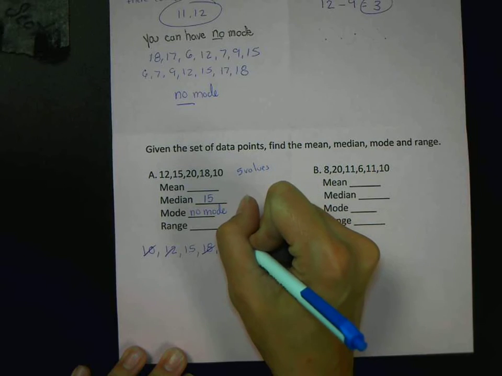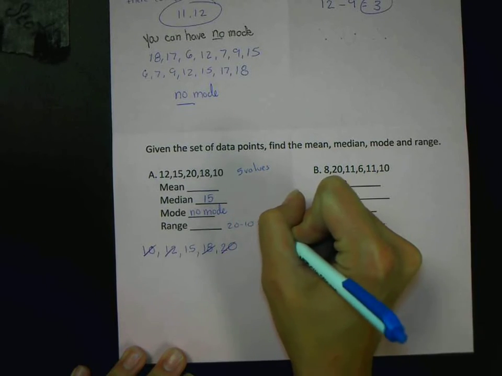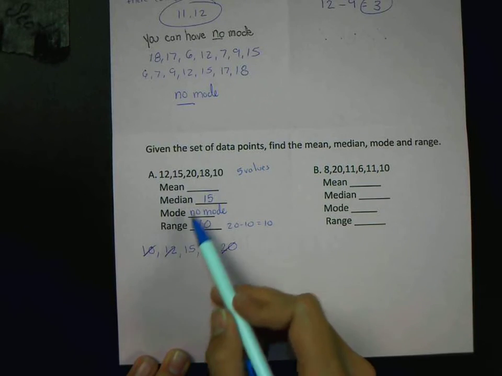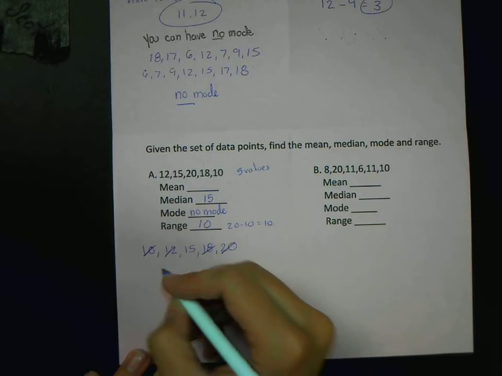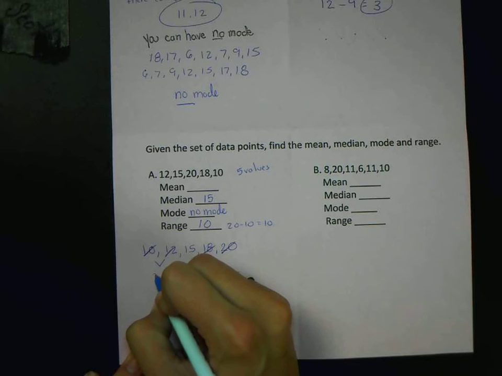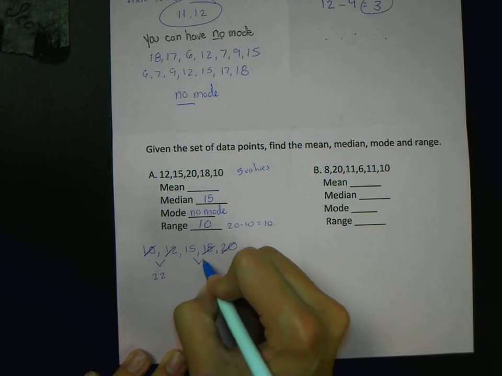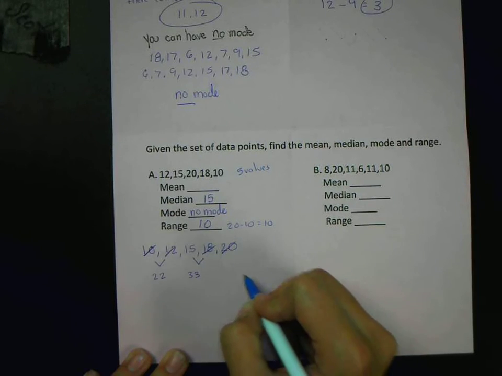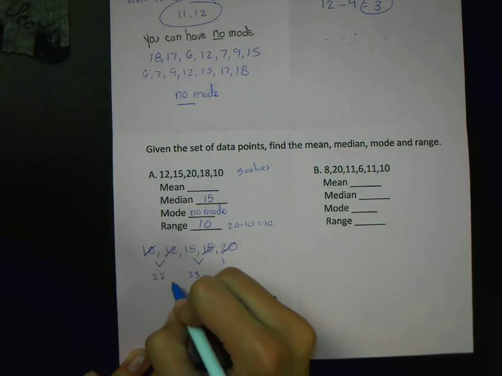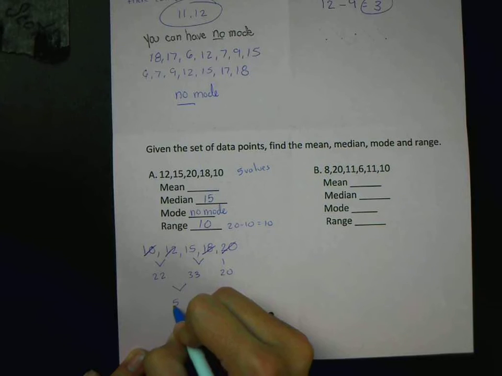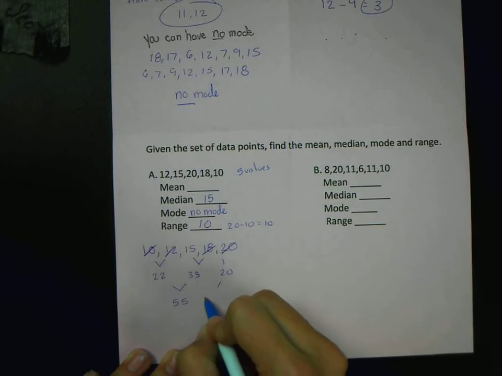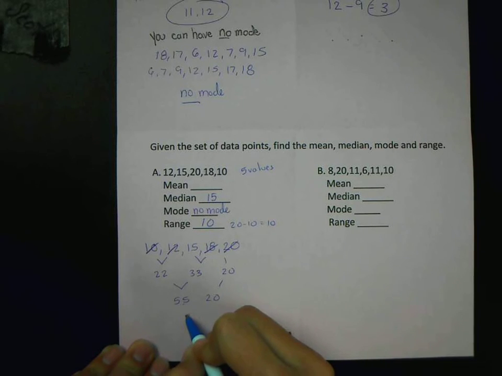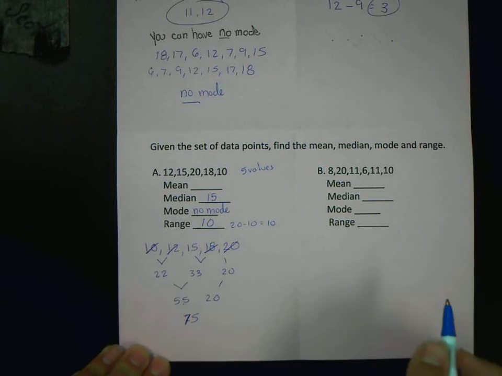Now we're back to our mean, so now I'm going to add these up. We've got 10 plus 12, which is 22. 15 plus 18, which is going to be 33. And then we have 20. 22 plus 33 is going to be 55. Then we have 20. 55 plus 20 is going to be 75. And then we're going to divide this by the 5 values, by the number of values.